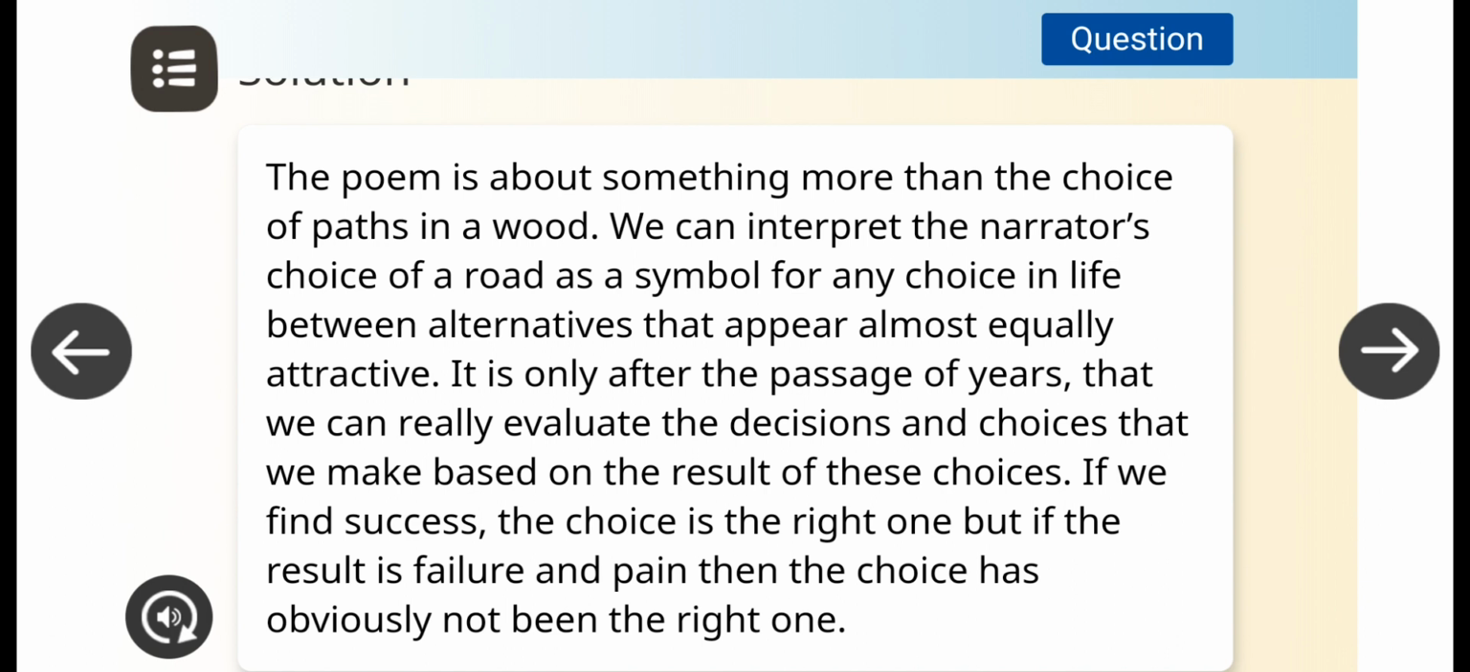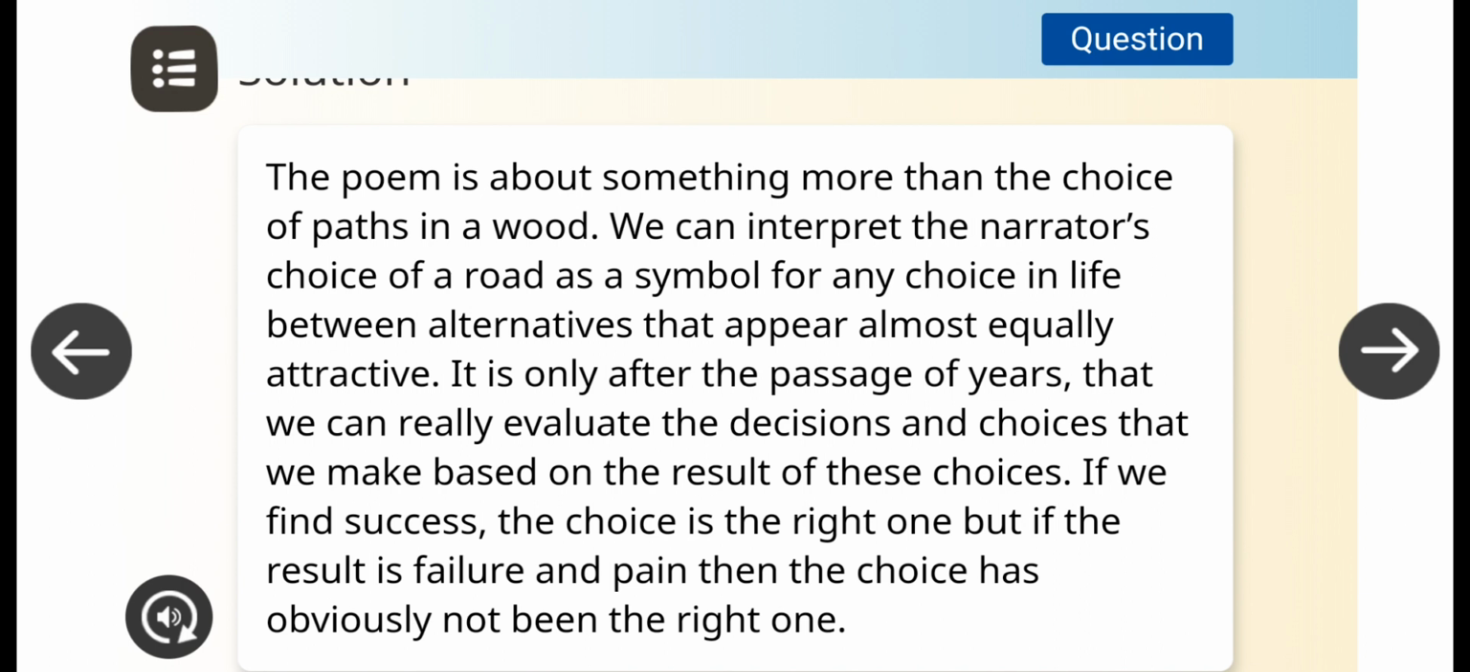The poem is about something more than the choice of paths in a wood. We can interpret the narrator's choice of a road as a symbol for any choice in life between alternatives that appear almost equally attractive. It is only after the passage of years that we can really evaluate the decisions and choices that we make based on the result of these choices. If we find success, the choice is the right one, but if the result is failure and pain, then the choice has obviously not been the right one.